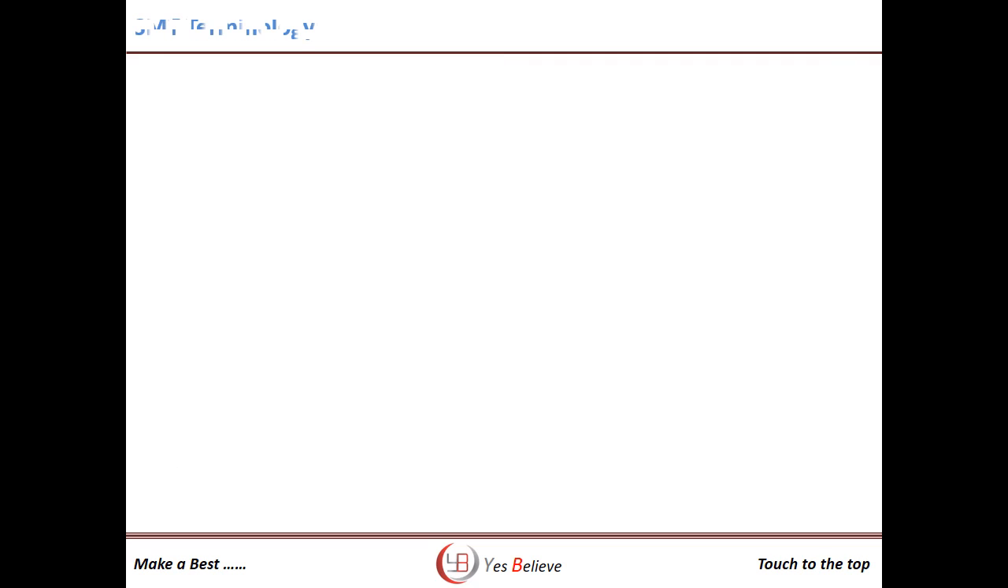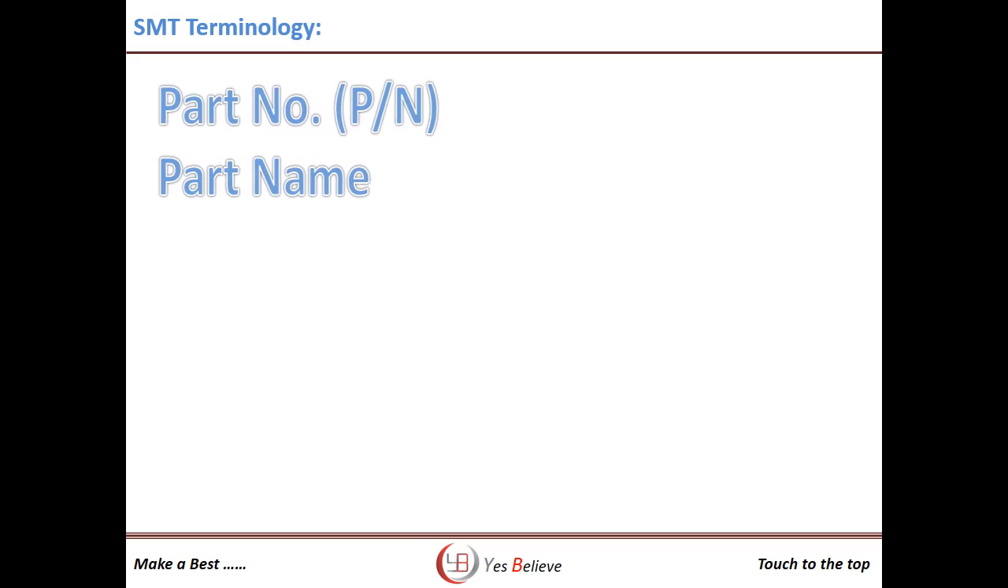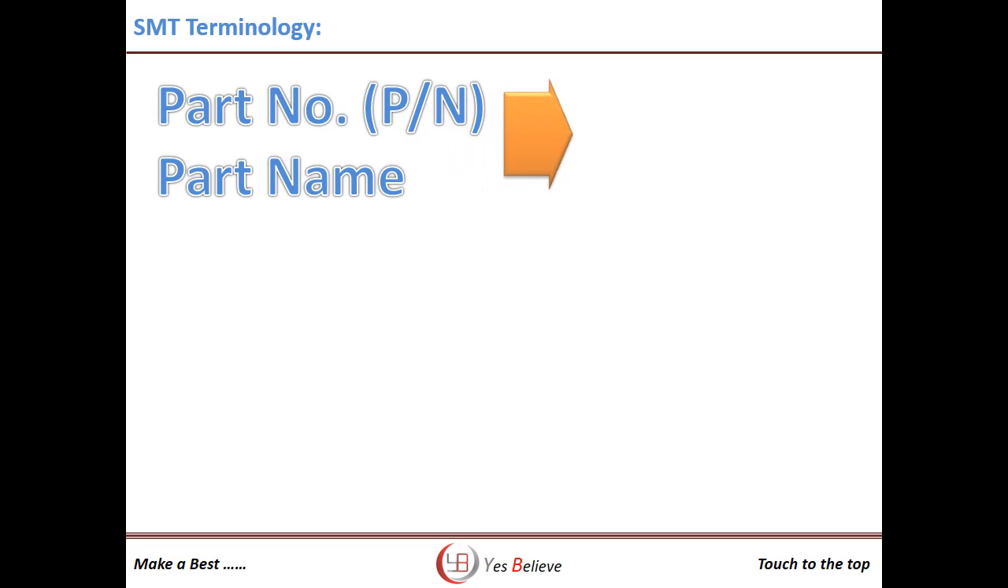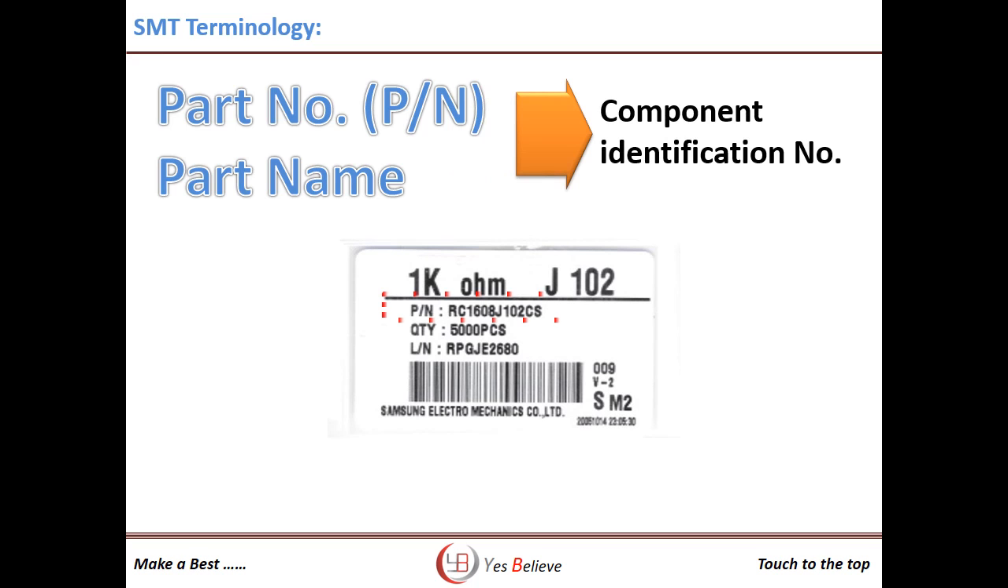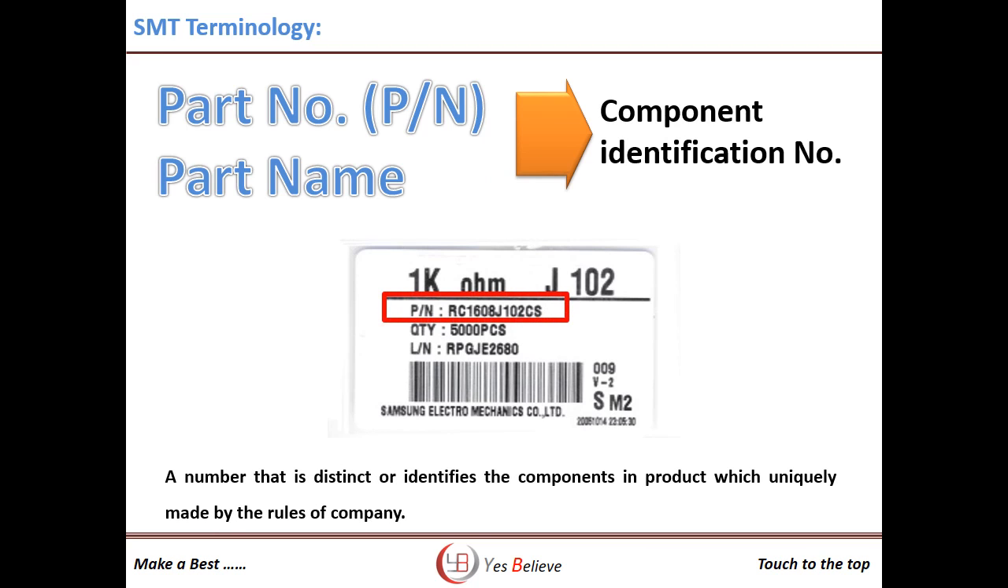To identify the component, the maker attaches an identification tag on the spool. Each component has a unique number, and that number is referred to as part number or part name. On the SMT shop floor, each component is named by this part number only. While programming also, the part number is used.